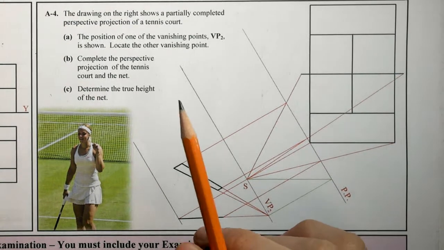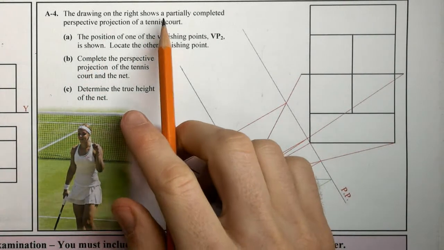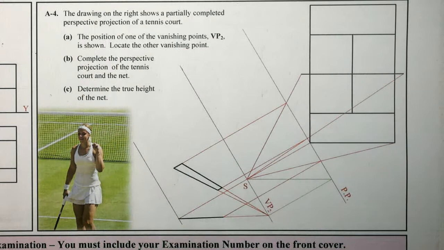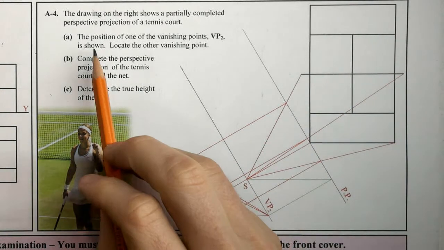Welcome to 2014 question A4. It's a perspective question. The drawing on the right shows a partially completed perspective projection of a tennis court. Here's our plan view of our tennis court, with the net running along there.